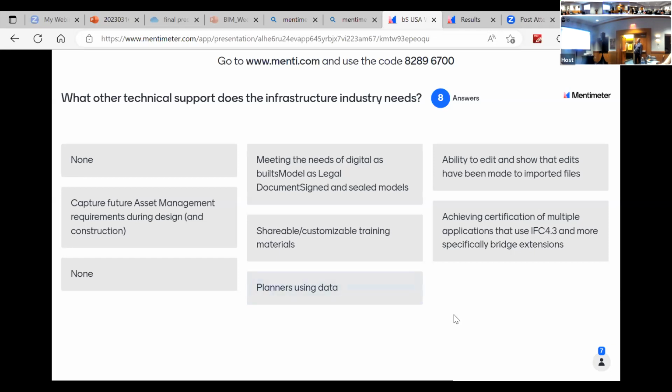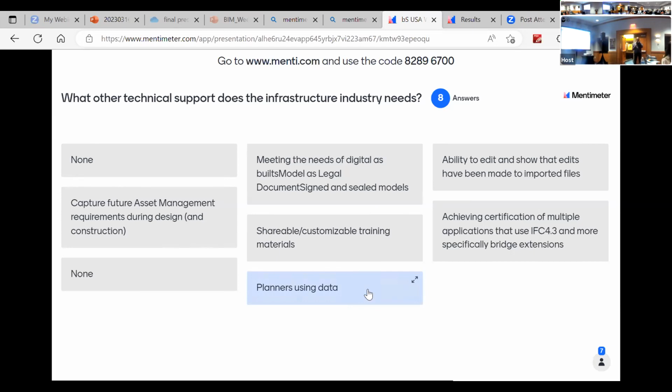Thanks, Jim. This is Michael, Minnesota. Planners end up being a key stakeholder for asset management, and they don't understand IFC, like maybe the potential. Using more data that hasn't been created yet at an enterprise level. Can you explain what the planner is?